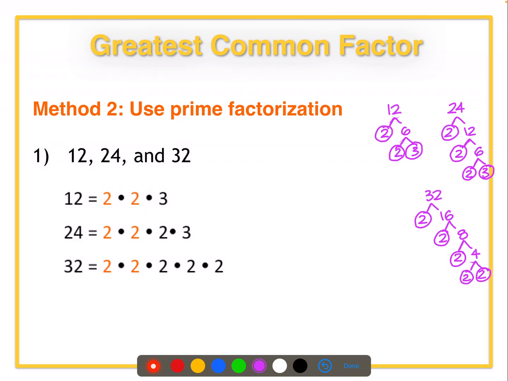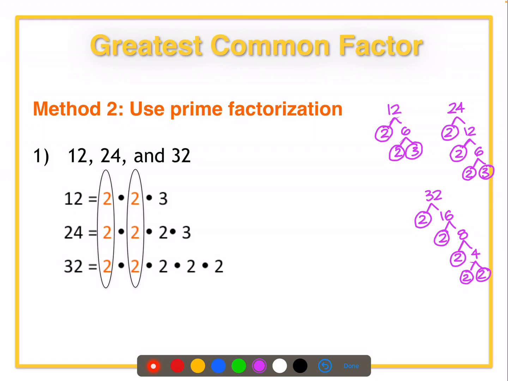So once you have the prime factorization, you're gonna write them. You can either write them in the expanded form, like I did in here. So the prime factorization for 12 is 2 times 2 times 3. For 24 is 2 times 2 times 2 times 3. And for 32 is 2 times 2 times 2 times 2 times 2.